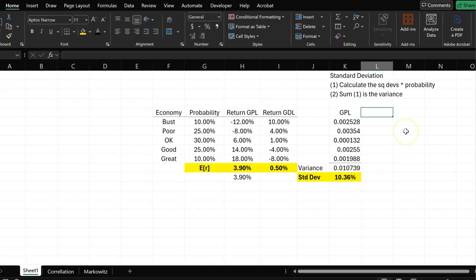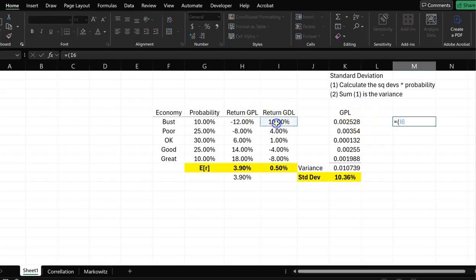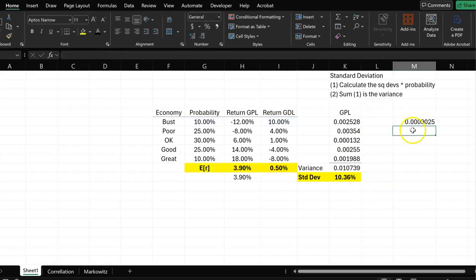I can do the same thing for GDL, and I'm going to do that in this column here. So these will be the returns looking at GDL. Again, I'm going to take the squared deviation. So I'm going to take each return, I will subtract the expected return, and I'm going to go ahead and put dollar signs around that expected return. I'm going to square the result and multiply times the probability that can occur. Right? And since I have the dollar signs in here, I can just drag that formula down.